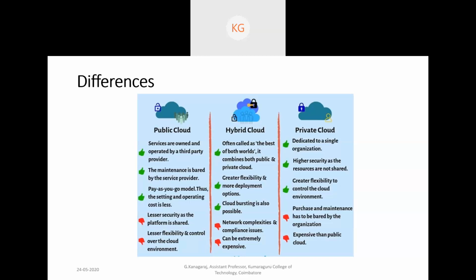Next, hybrid cloud. It is the best of both worlds, which means public cloud and private cloud. It offers greater flexibility and more deployment options. Greater flexibility in the sense that you can have different platforms, and you can access and host them in the hybrid cloud platform. It supports a mixed environment, so that's why it is hybrid cloud. Next, cloud bursting is also possible. You can reconfigure and expand your cloud, and you can mix different types of cloud within it.